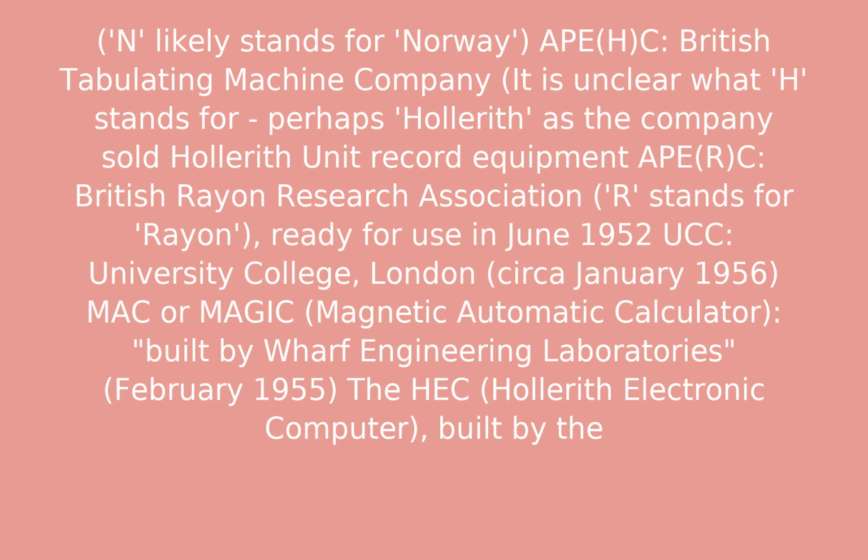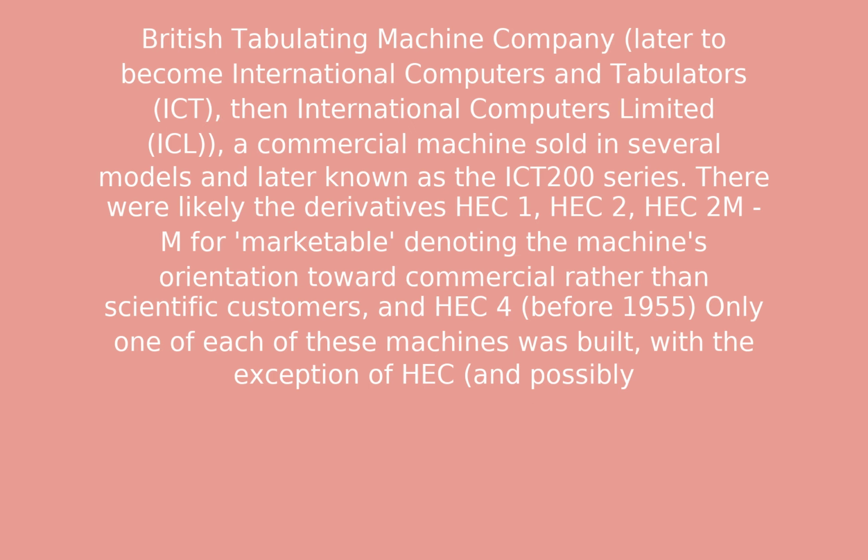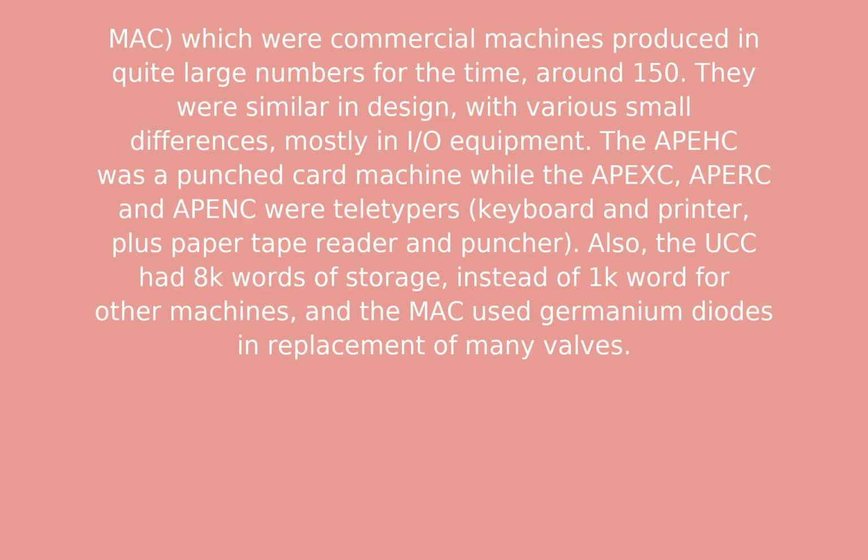The HEC, built by the British Tabulating Machine Company, then International Computers and Tabulators, was a commercial machine sold in several models and later known as the ICT 1200 series. There were likely the derivatives HEC1, HEC2, HEC2M, M for marketable, denoting the machine's orientation toward commercial rather than scientific customers, and HEC4. Only one of each of these machines was built, with the exception of HEC, and possibly MAC, which were commercial machines produced in quite large numbers for the time.